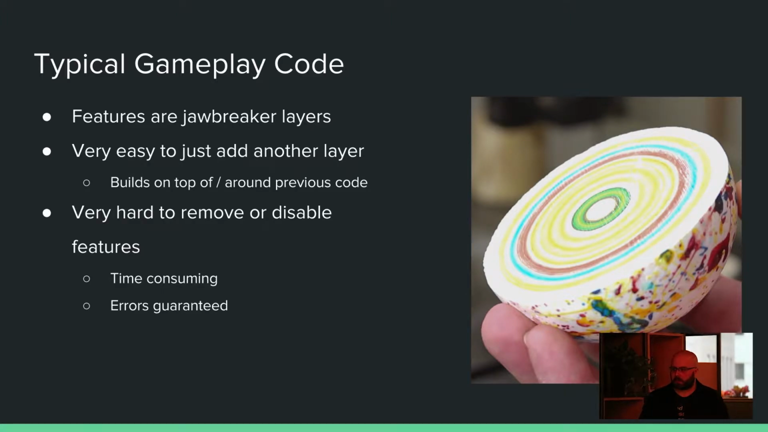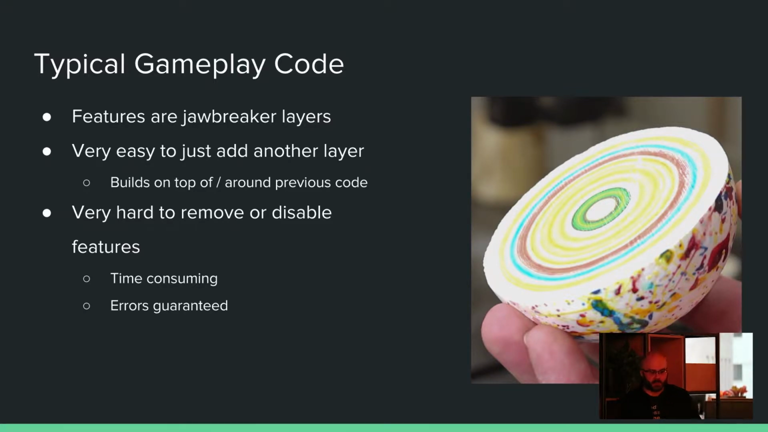Okay. So this is from my experience just working on gameplay code, but I think this can apply to just programs or any sort of work in general. Our features and our game is like a big jawbreaker. Does everybody know what a jawbreaker is? For those of you who don't, it's essentially just a candy that you suck on, and it's made up of layers and layers and layers of different colored sugar coating. And if you try to eat it, you will break your jaw.